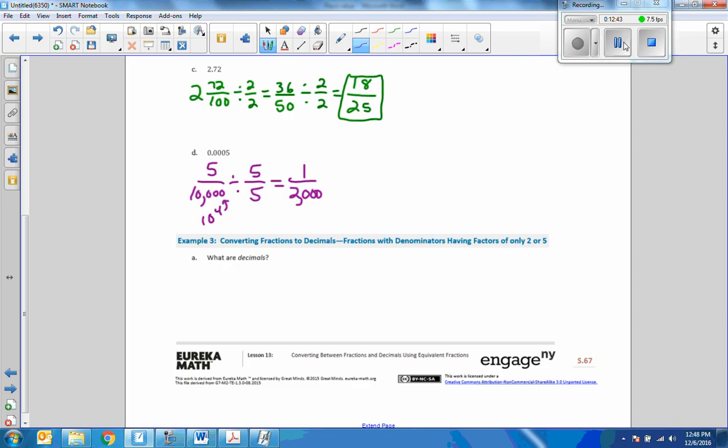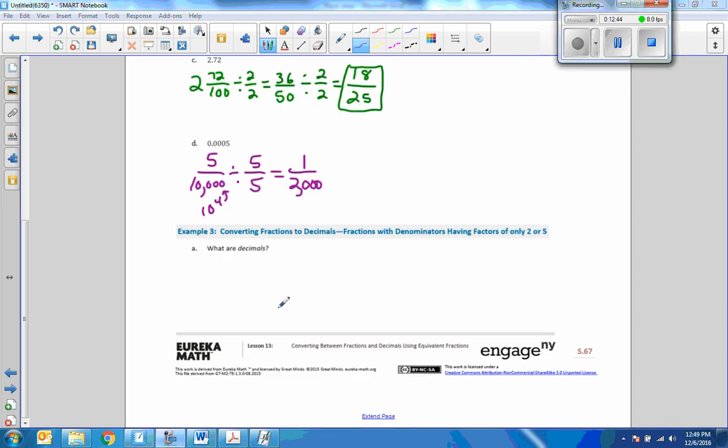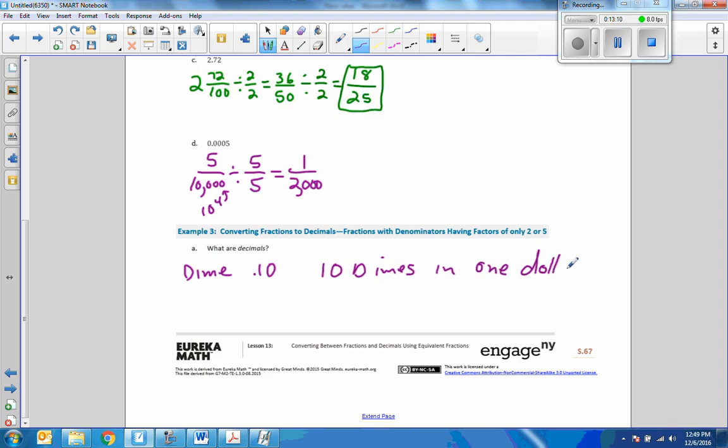So, what is a decimal? It says, what are decimals? Well, it's derived from a Latin word decimus, which means tenths. So it's really basically tenths. So if we think of a dime, that is 10 cents. Okay, there are 10 dimes in $1.